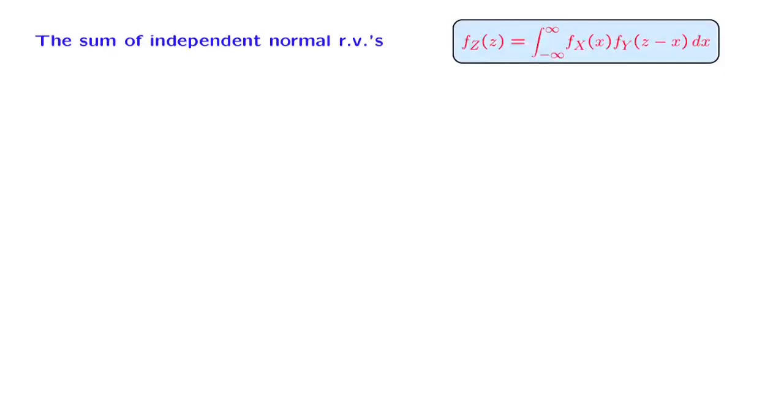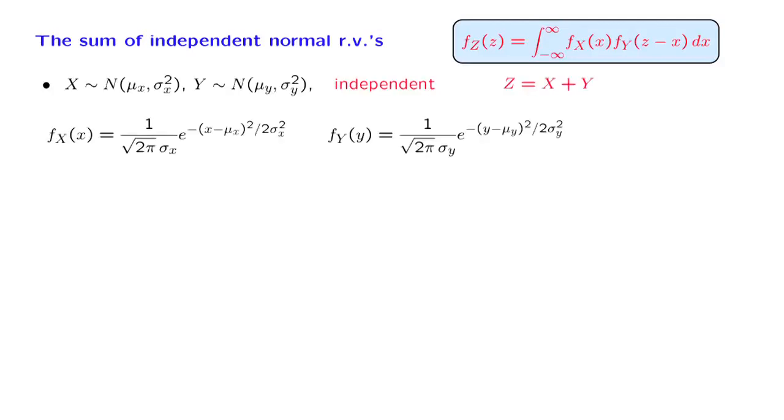In this brief segment, we discuss an important application of the convolution formula. Suppose that x is a normal random variable with a given mean and variance, so that the PDF of x takes this form. And similarly, y is normal with a given mean and variance, so its PDF takes this form. We assume that x and y are independent, and we're interested in the sum of the two random variables, z = x + y, and we wish to derive the PDF of z.